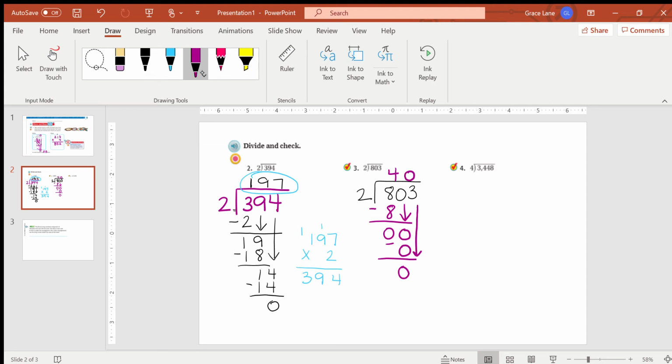Bring the 3 down, and now do 3 divided by 2. Don't feel weird if you got all those zeros. Might happen sometimes. 3 divided by 2 is just 1, and then 2 times 1 is 2, so the remainder is 1. All right, let's see if we got this correct. So the remainder one is slightly different.